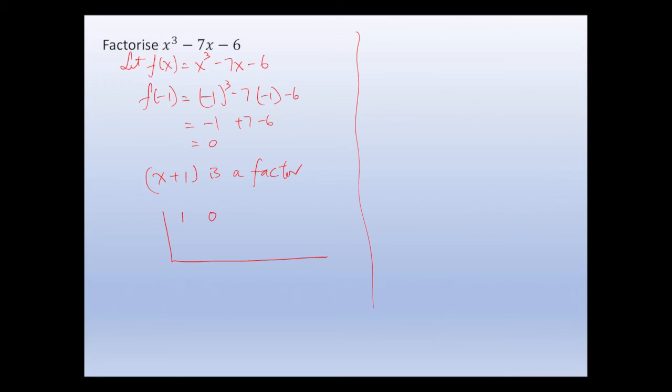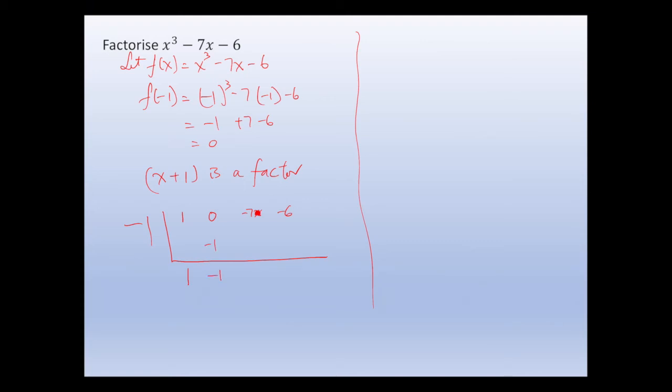Alright, so synthetic division. This time, you've got 1x cubed, 0x squared. Now, I purposely choose this example because I want you to see that if there's no x squared, you need to put a 0 in. Minus 7x, actually minus 7, and minus 6. Don't worry about the x. So, minus 1 is a factor. x plus 1 is a factor.